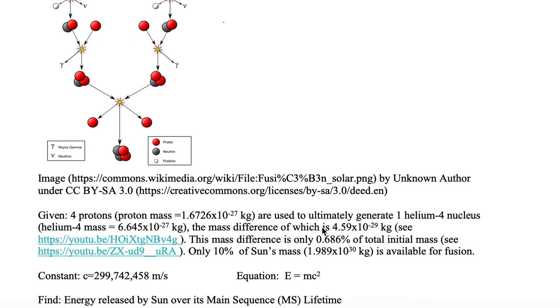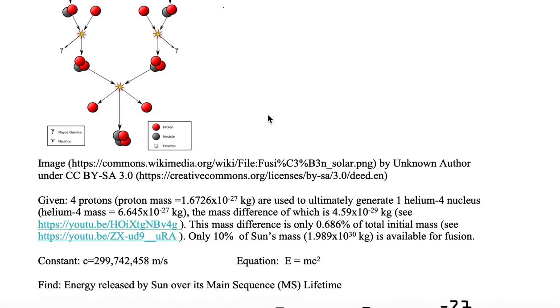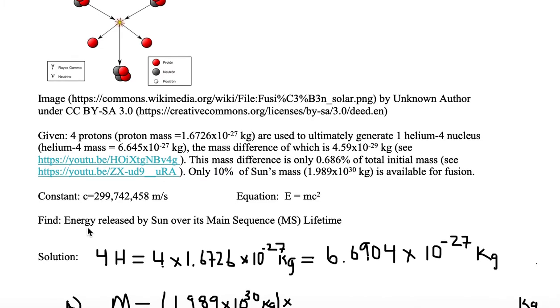Now this mass difference is only 0.686% of the total initial mass. So we start out with 4 protons and we find out that total mass, and only 0.686% of it is going to be used in generating fusion energy. Now that's just for one reaction. We want to find out the energy released by the sun over its main sequence lifetime.